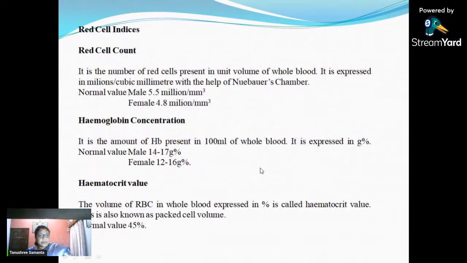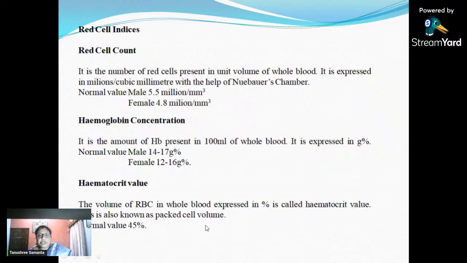We'll go into some red cell indices now, as for example, the red cell count. This is the number of red cells present in unit volume of whole blood. This can be measured by the Neubauer's chamber. Males have 5.5 million per cubic mm and females have 4.8 million per cubic mm of RBCs. The hemoglobin concentration can again be measured in 100 ml of the whole blood, and it is expressed in grams percent. The most common instrument which we use is Sahli's hemoglobinometer. Males have about 14 to 17 gram percent and females have about 12 to 16 gram percent.